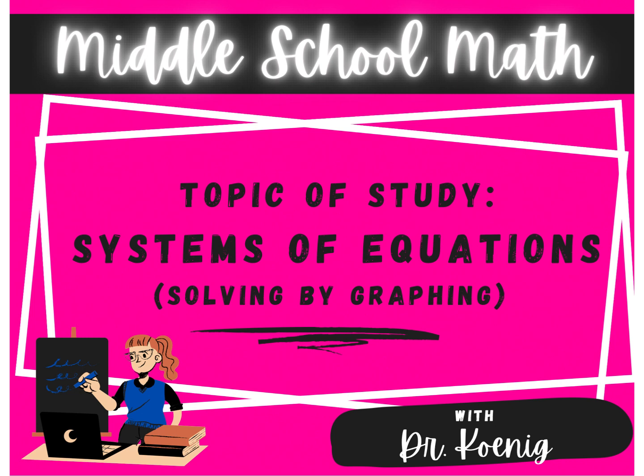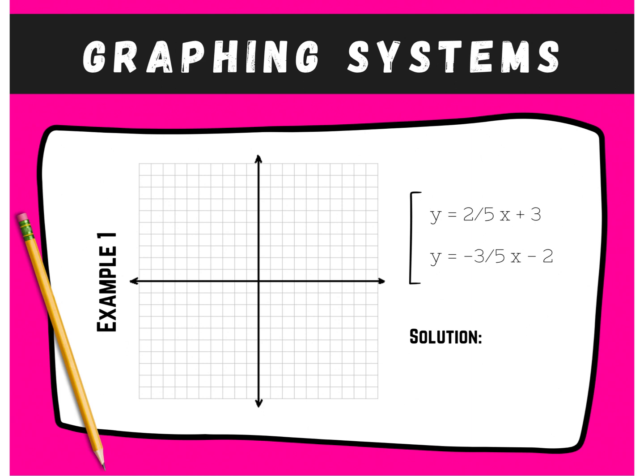Now you can solve systems in 3 ways, and one of those ways is graphing, so we're going to look at that today. Here we have a system of equations, and essentially a system is 2 or more equations, and we're looking to figure out how those equations work together. So let's take a look at this on a graph.